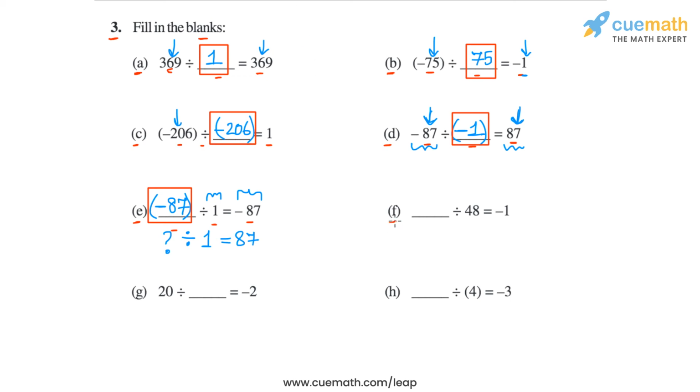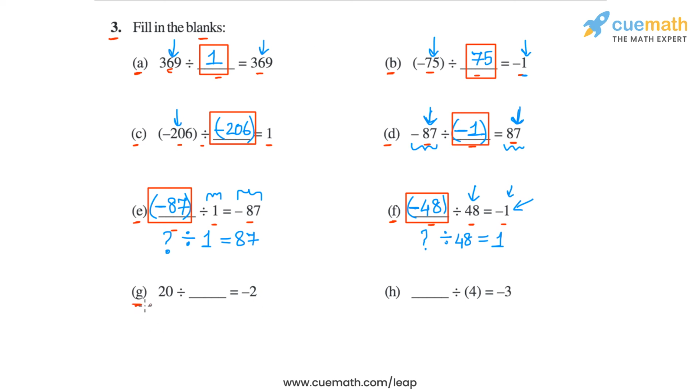Then going to part F, we have blank divided by 48 is equal to minus 1. So again, ignore the negative sign on minus 1 and think about what integer when divided by 48 gives us 1. So that number is 48. So we first put 48 here and then we see that because the divisor is positive but the quotient is negative, the dividend must be negative as well. So we must have minus 48 here. So minus 48 is the answer for part F.